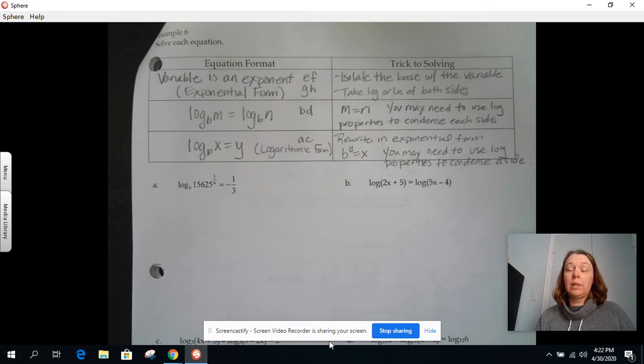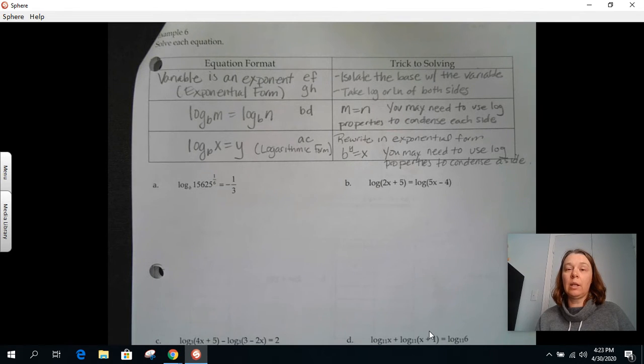Welcome, pre-calculus students. 11.4 to 11.6, we're still keeping on. Today is our last lesson from 11.4 through 11.6, reviewing solving equations involving logarithms.